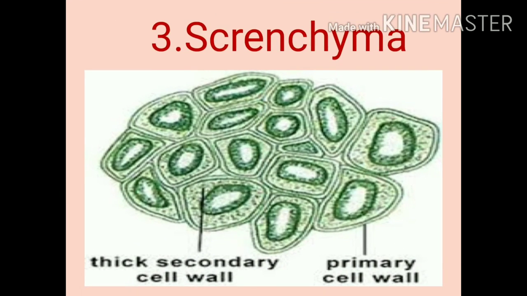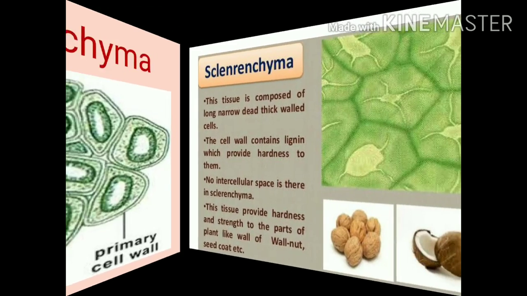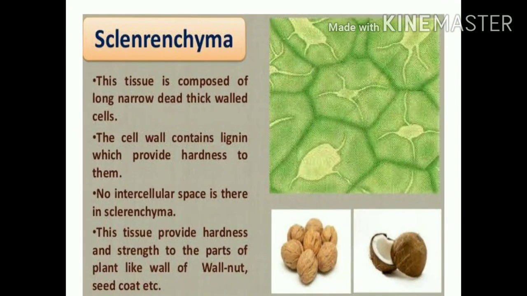Let us talk about another type of simple permanent tissue, sclerenchyma. This tissue makes the plant part hard and stiff. We can observe a primary cell wall and a thick secondary cell wall in these cells. This tissue is composed of long, narrow, dead, thick-walled cells. Almost all the cells present in sclerenchyma are dead cells.